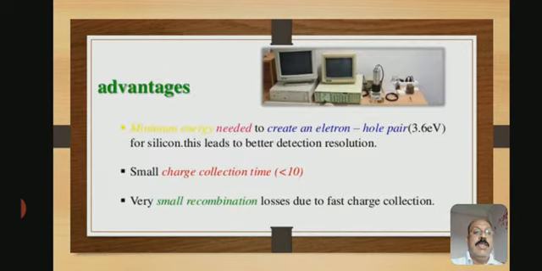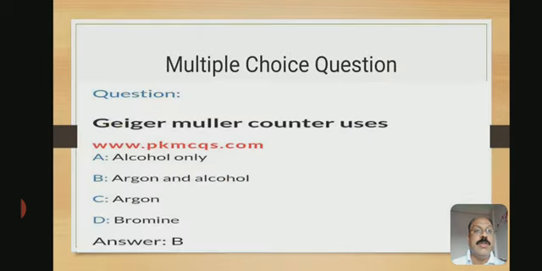What are the advantages of this detector? Less energy is needed to create an electron-hole pair for silicon. This leads to better detection resolution, small charge collection time, and very small recombination losses due to fast charge collection. Okay, so this is about the semiconductor detectors.